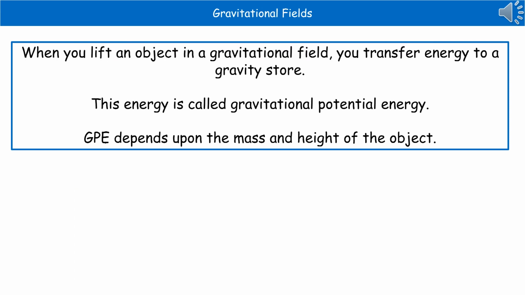Anytime you lift an object in a gravitational field, you are transferring energy to a gravity store, which is called gravitational potential energy. And the gravitational potential energy will depend upon the mass of the object and the height it is.